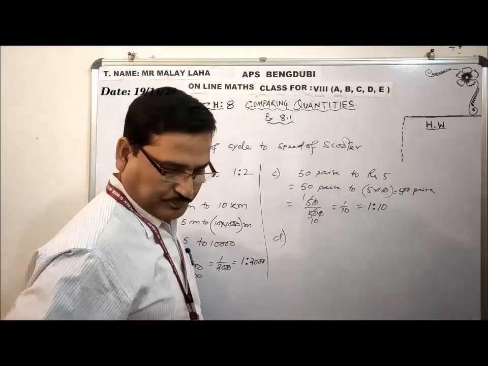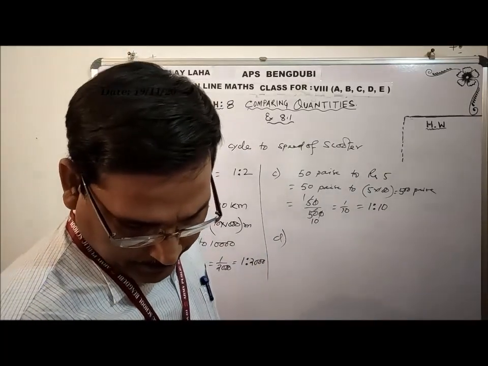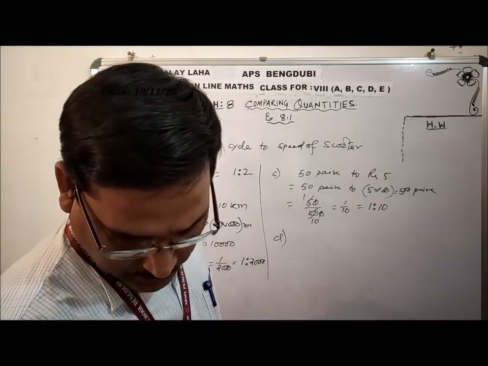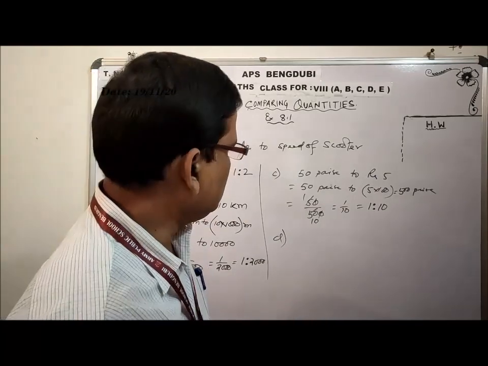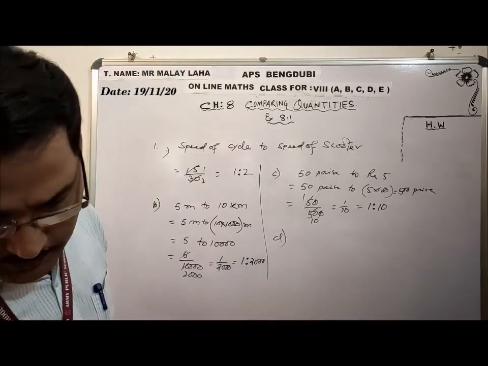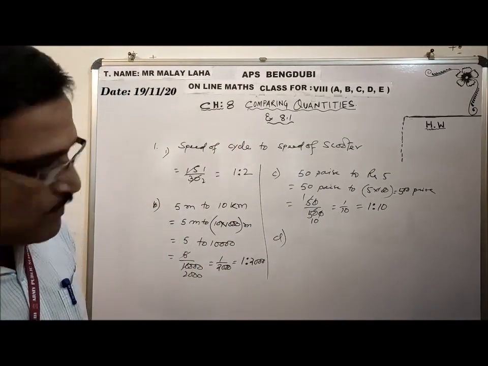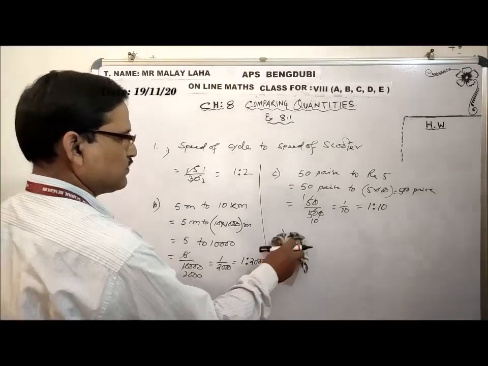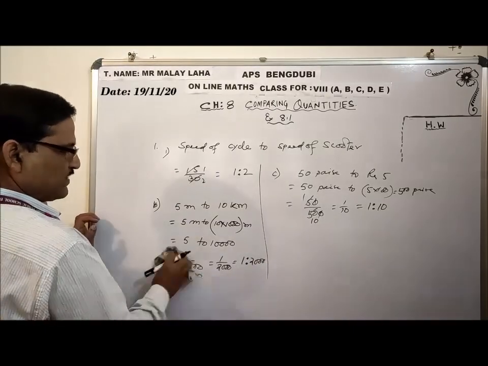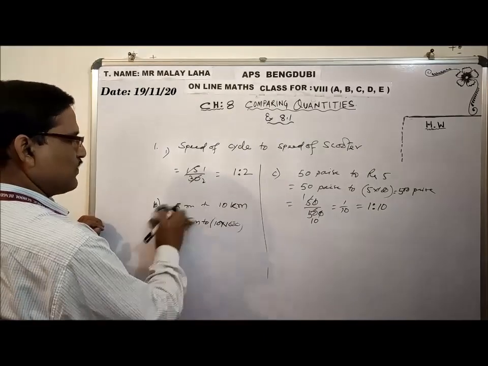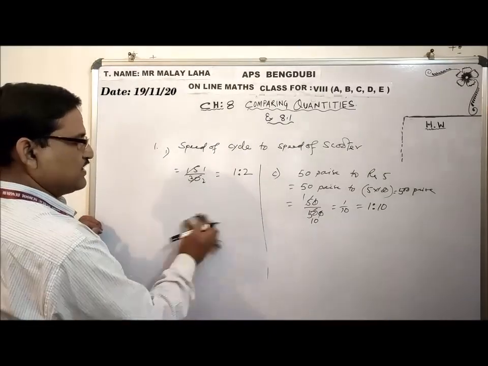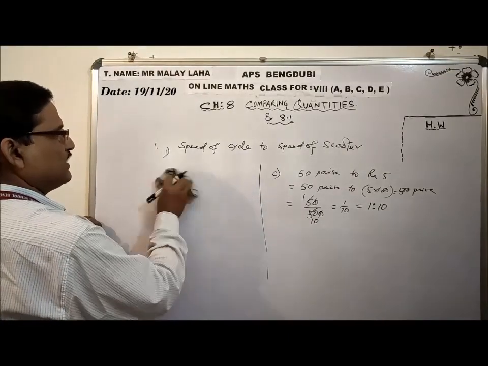The 5 meter to 10 kilometer part you have done. B, C. Only 3 questions are there. Nothing more. This type of question you can frame in so many ways. You can also do it from your class 7 standard book, how to find out the ratio.